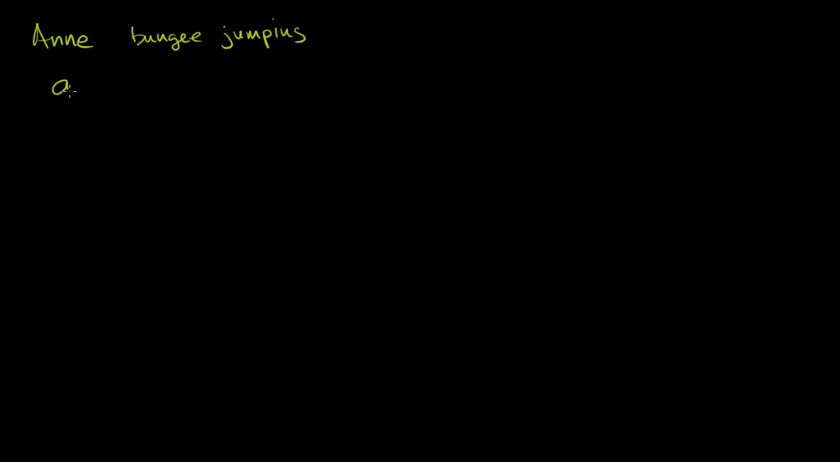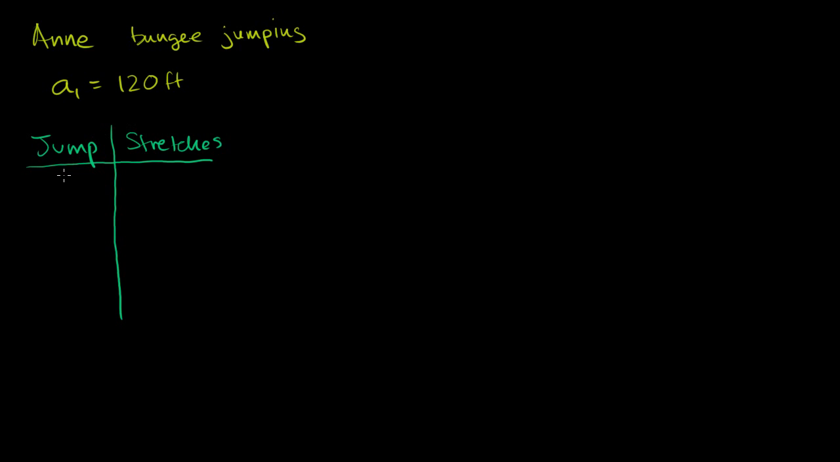So on A1, our initial jump, the cord stretches by 120 feet. We could write it this way. Let's write it this way. We could write jump, and then how much the cord stretches. So on the initial jump, on jump 1, the cord stretches 120 feet.